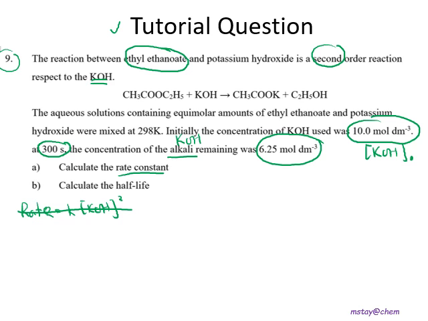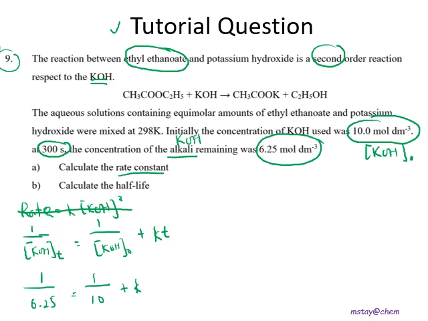However, we are able to apply the integrated rate law for second order, which is 1 over concentration of KOH at the time given equal to 1 over initial concentration of KOH plus Kt. So the concentration remaining after 300 seconds is 6.25. You can substitute in 1 over 6.25 equal to initial 10 plus K, which we have no idea, and then the t is 300.